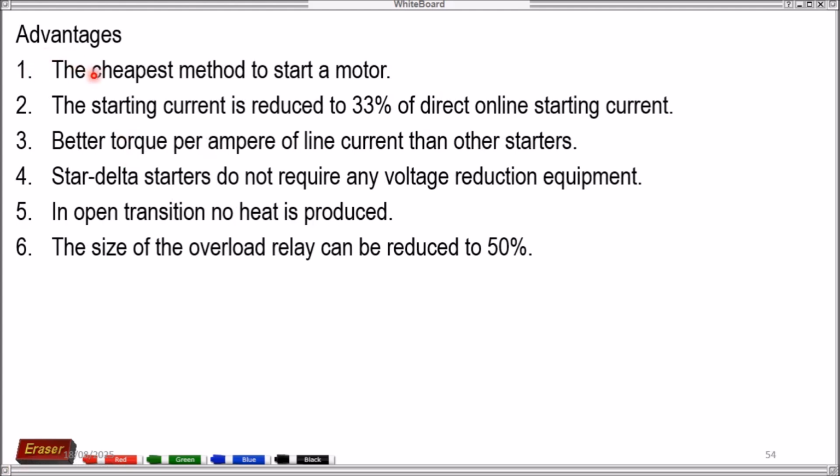So the advantages: the cheapest method to start a motor, so mas mura compared sa auto transformer and primary resistance starting. The starting current is at 33% compared to the direct online. Better torque per ampere of line current than the other starters. Delta starters do not require any voltage reduction equipment, so hindi po nangangailangan ng transformer to reduce the voltage itself. In open transition, no heat is produced. So during the starting, wala pong heat na produce kasi wala po tayong kinoconnect na resistance, and the size of the overload relay can be reduced to 50%.